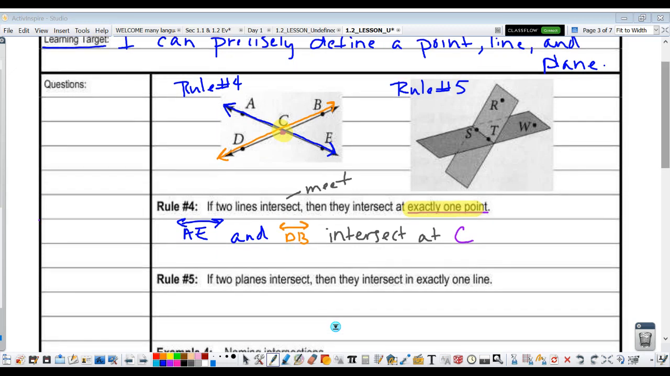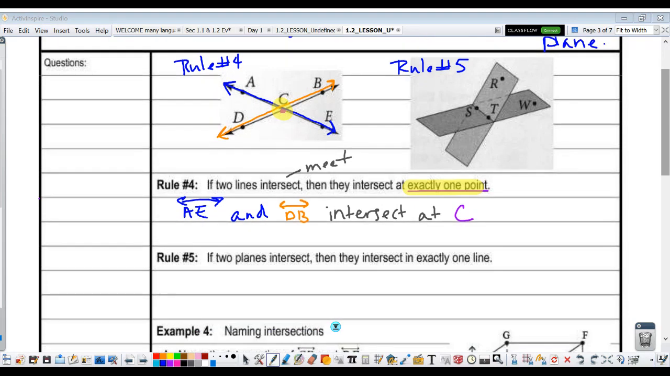Rule number 5, and our last rule, is if two planes intersect, remember planes are two flat surfaces, then they intersect at exactly one line. Okay. So let's find our two flat surfaces. You can think of them like walls intersecting or roads intersecting. Roads would be like rule number 4, walls would be like rule number 5.